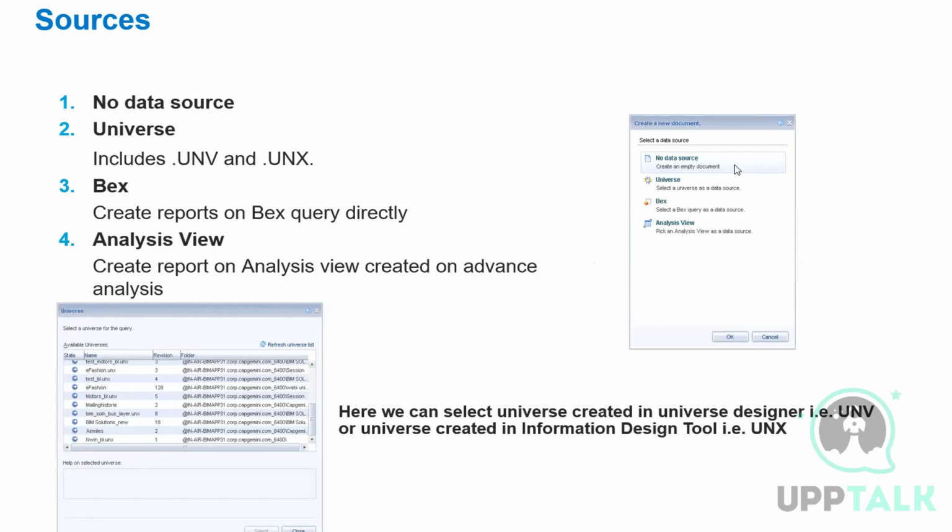If we click on the universe as the data source, these are the list of universes that are available in the repository. That can be .unv or .unx. Web Intelligence supports both universes. If the universe is created using the universe design tool, that will be saved as .unv. Universe design tool is an older version of designer. If the universe is created using information design tool, that is saved as a .unx. Our web intelligence supports both types of universes.